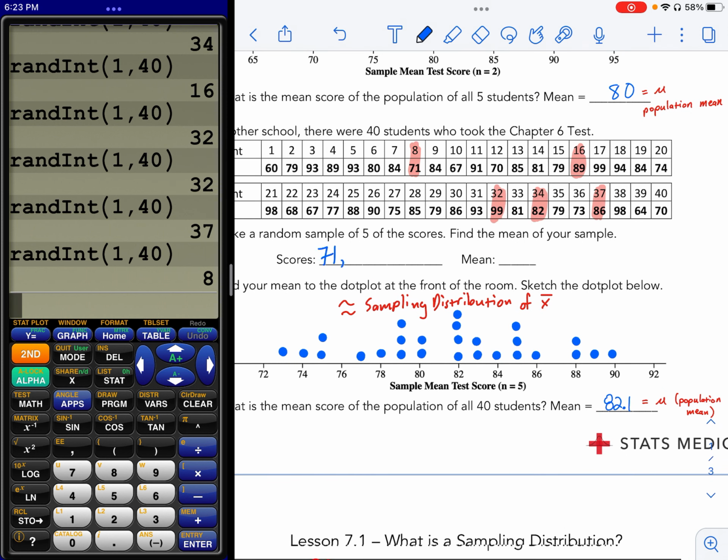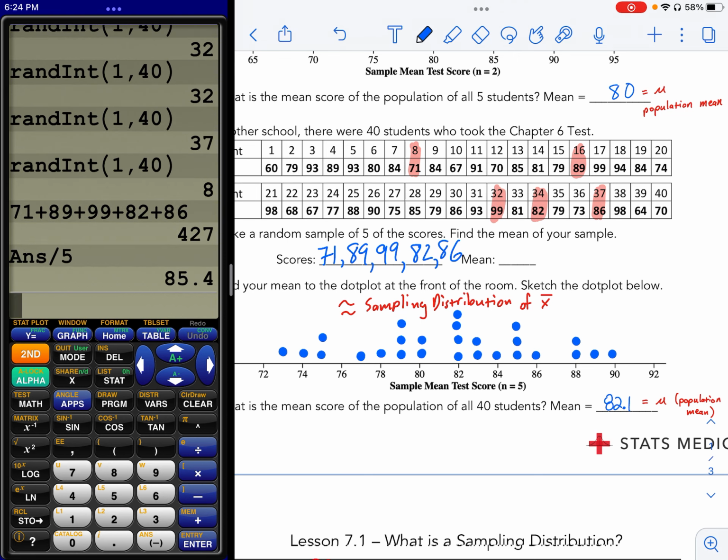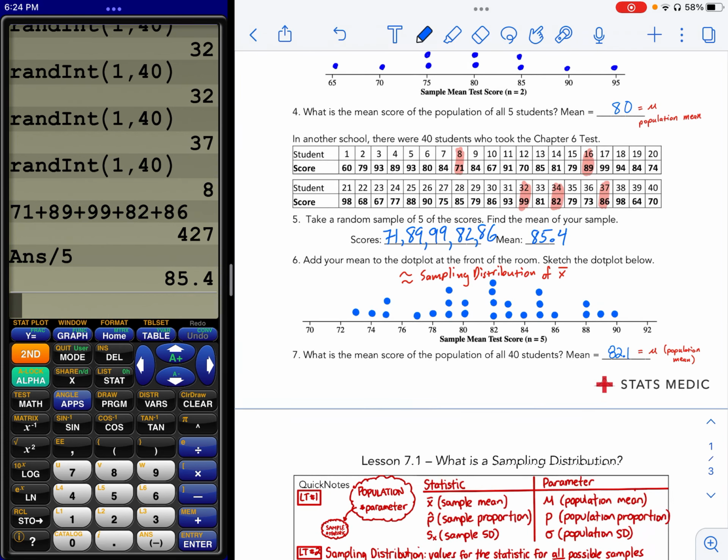I'm going to write them down in order. 71, well, order doesn't really matter. 89, 99, there's a good score. 82, and 86. I'm finding my average now. Divided by 5. So I got 85.4. Okay?